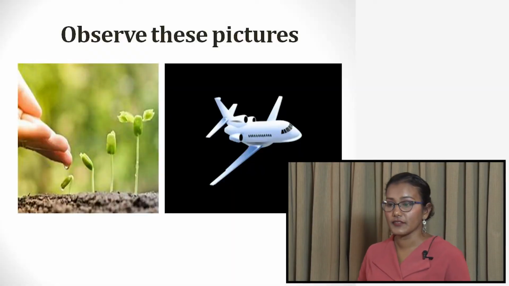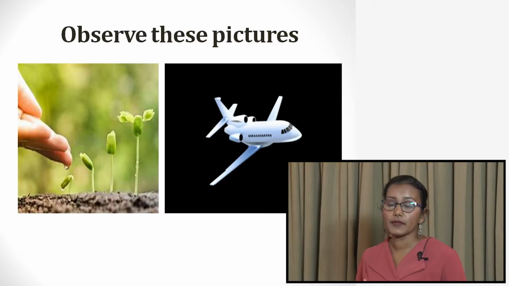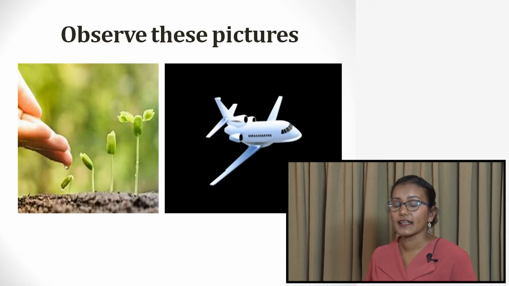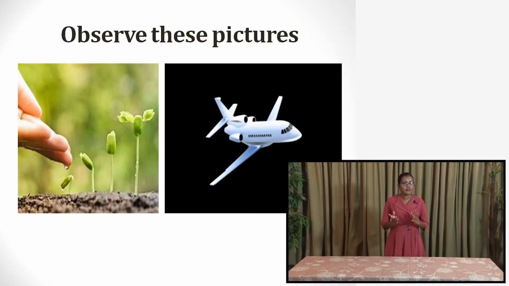Here on your screen, I have two pictures. I would like you to tell me the name of the picture and also what is different between these two pictures. The first picture is a plant. Very good. The second picture is an airplane. Now, what is different between the plant and the airplane?